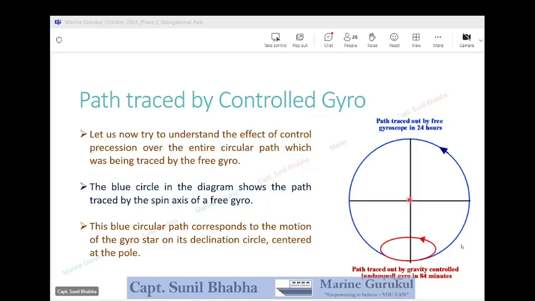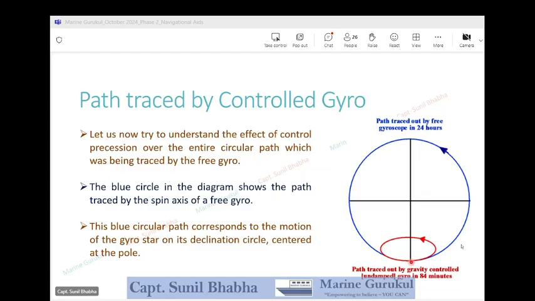The center of the circle was the pole. The gyro star was moving in circles around the pole and the spin axis was following that motion, completing one circle in one sidereal day or 24 sidereal hours. It was only under the effect of two forces. These were tilting and drifting. Tilting was caused because of the change in altitude of the gyro star. Drifting was caused because of the change in azimuth of the gyro star.